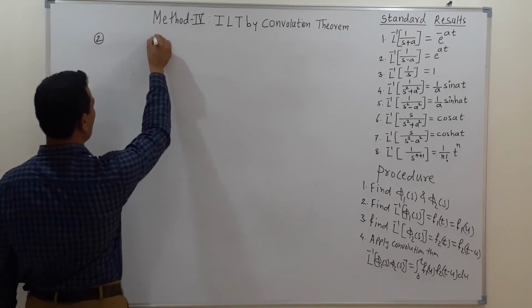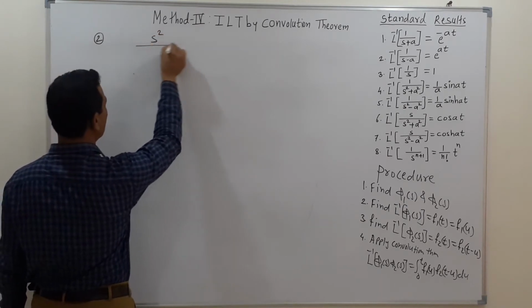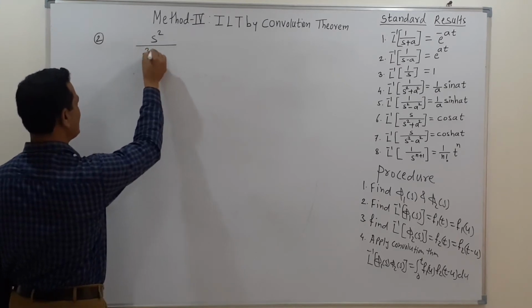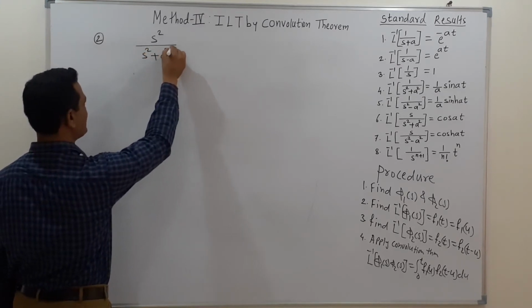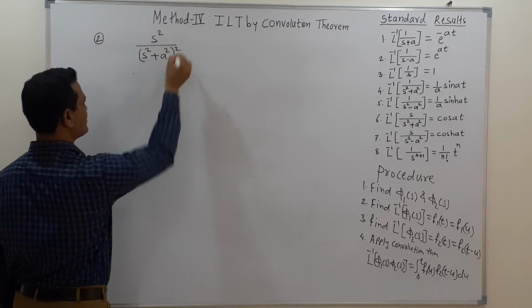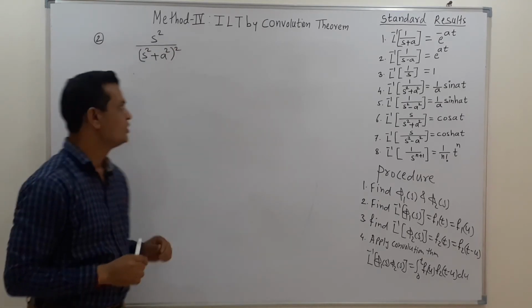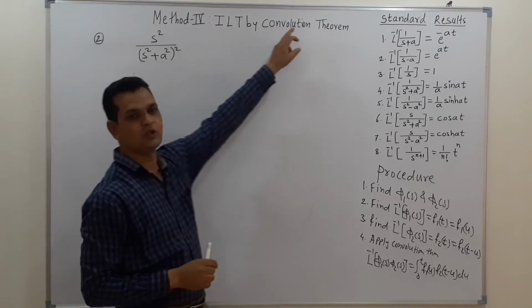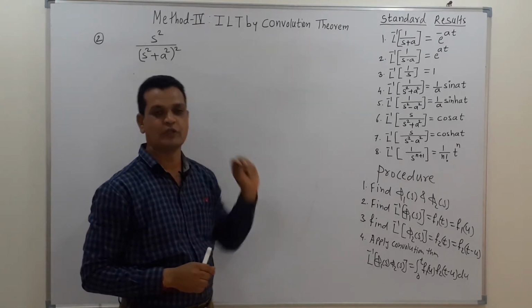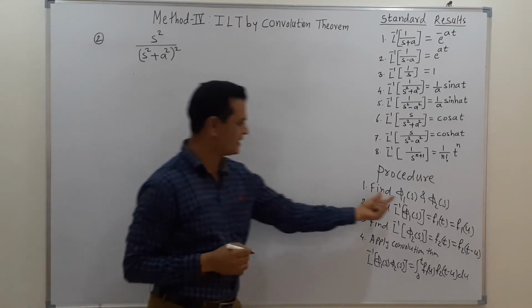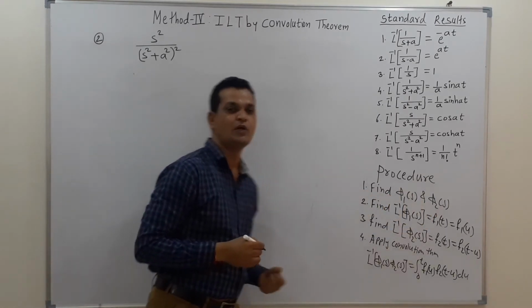The example is: find the inverse Laplace transformation of s square upon (s square plus a square) whole square. So our aim is to find out its inverse Laplace transformation. Here we are interested to solve this example with the help of convolution theorem. So now let's do the first step. The first step says to split the given example into two parts.